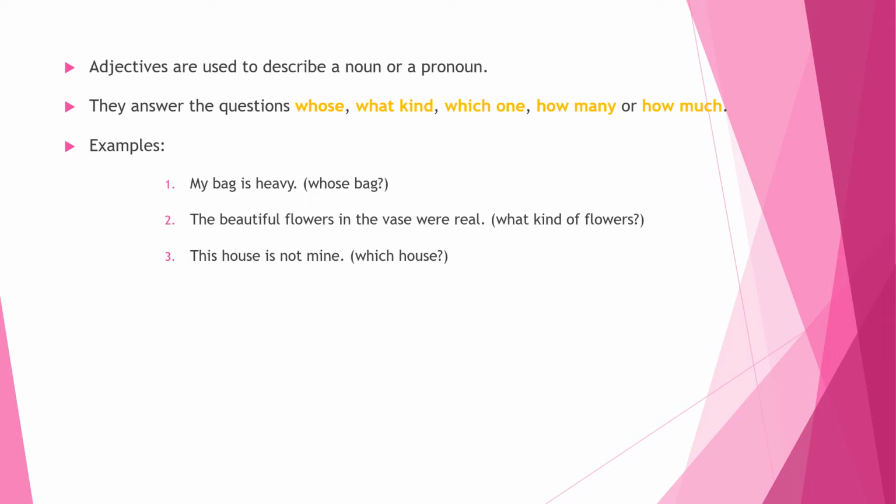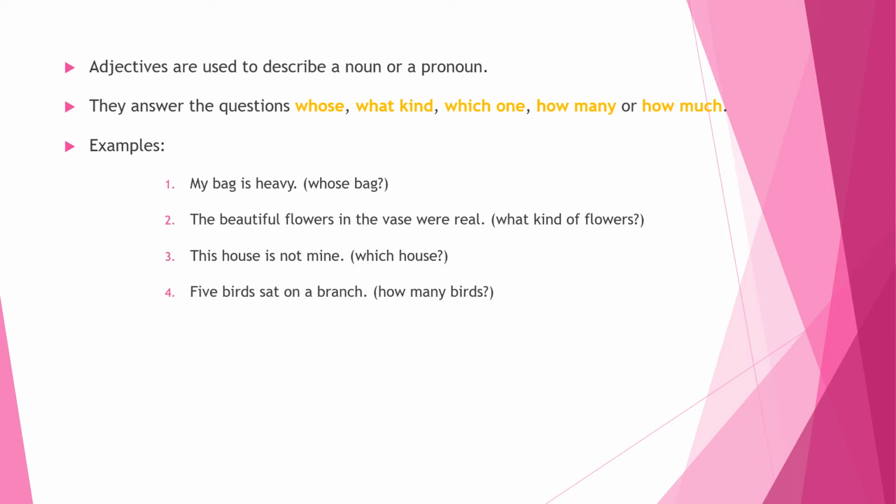Let us go to the next example. This house is not mine. In this example, which house is not mine? Here we are pointing to a specific house or a particular house which is not mine. That is this. So, in this example, this is an adjective.